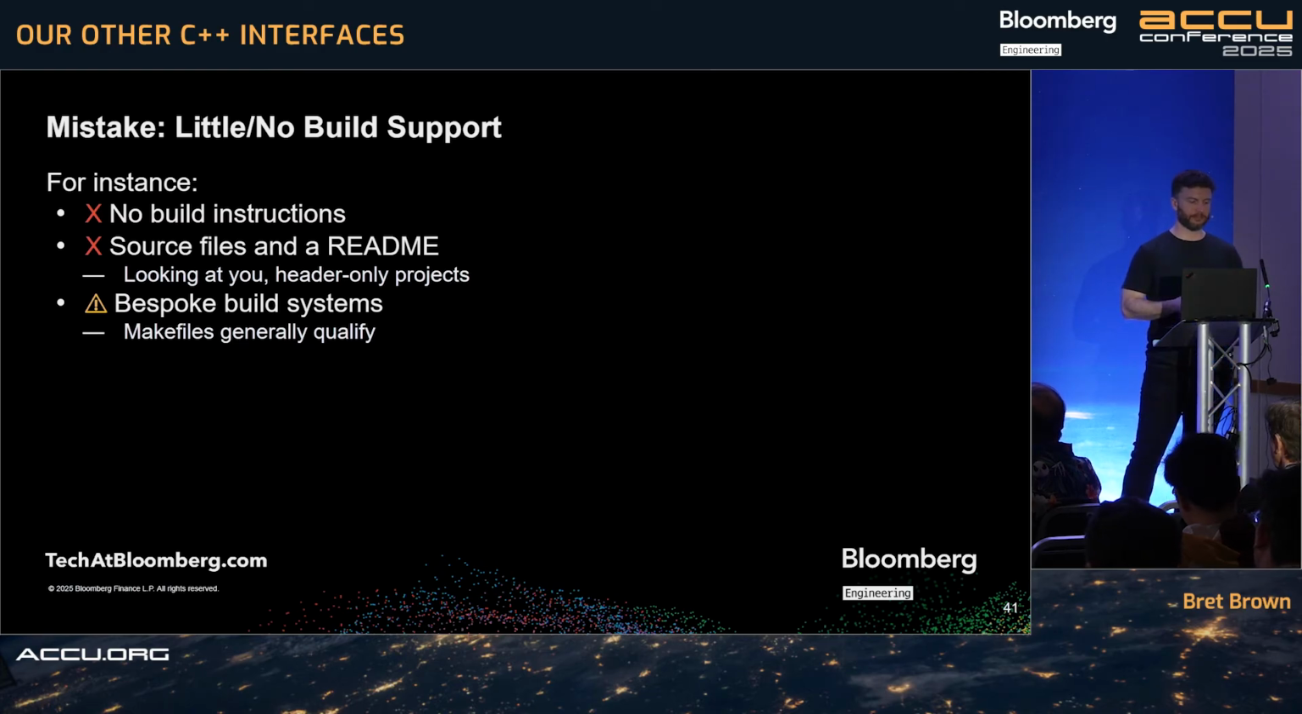Mistake: a little no build support. I see this actually a lot more than we should. A lot of people think, "I got a bunch of header files, they're great, just take them." And like, what's your test for that? How do I build so I can run your tests? Do your header files work with the new compiler, that sort of thing?